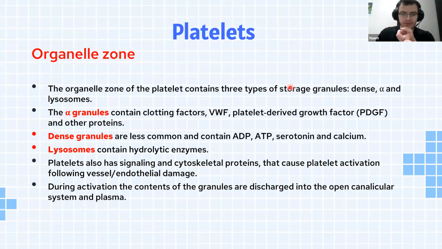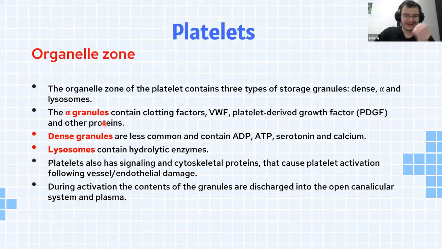For the alpha granules, basically they contain multiple things. One, clotting factor, the VWF factor that we talked about, the platelet-derived growth factor, and other proteins. So it contains 1, 2, 3, 4. You need to memorize them.